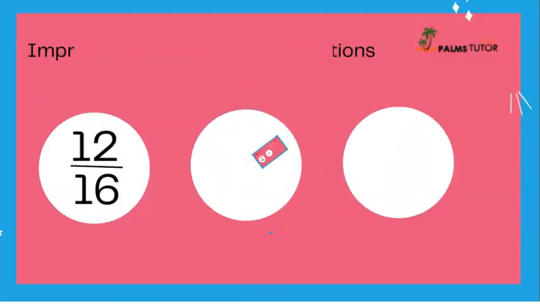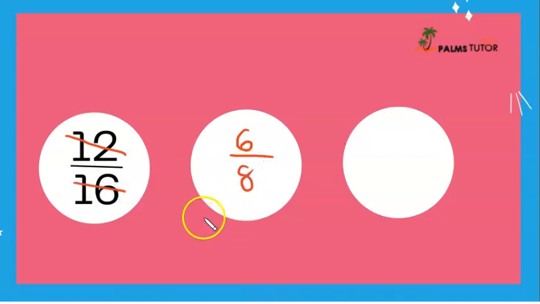Another example. 12 over 16. Yes, again, they are both even numbers, so I'm going to try and use 2. So 2 goes into 12 in how many places? I would have 6. 2 goes into 16 in how many places? And then I'll have 8. Can we think of a common factor again? Yes, I can still use 2. So 2 will divide 6 in 3 places, and 2 will divide 8 in 4 places. So now I have 3 over 4.